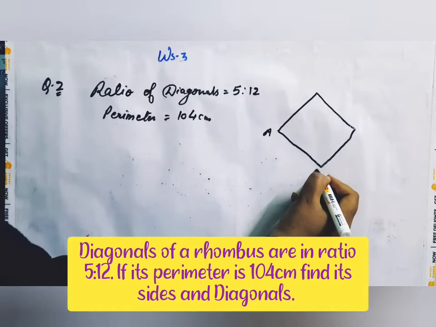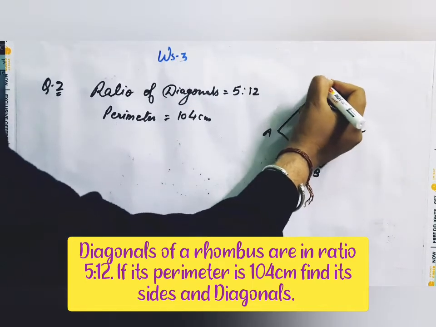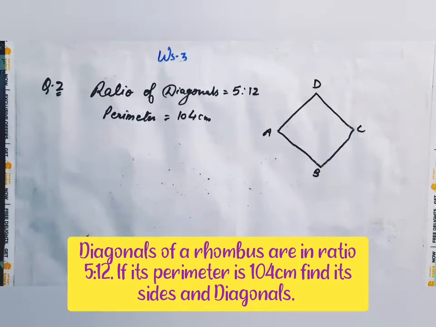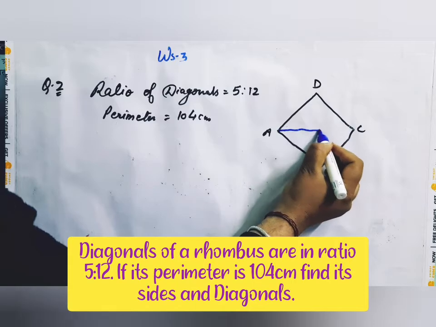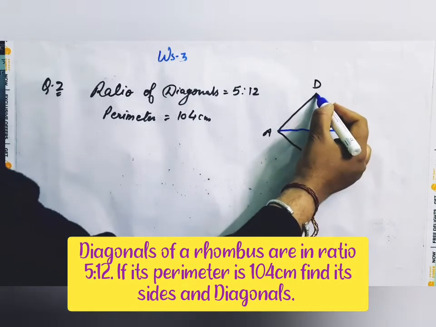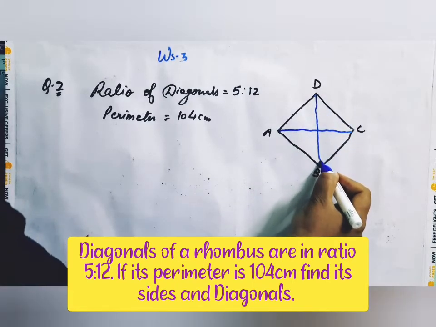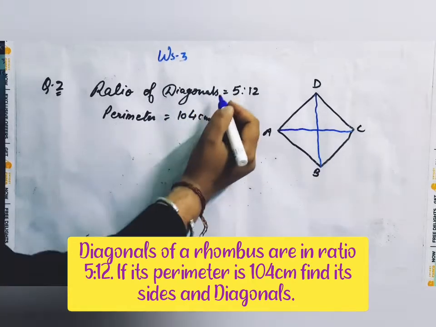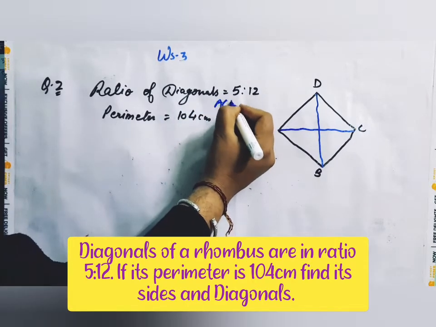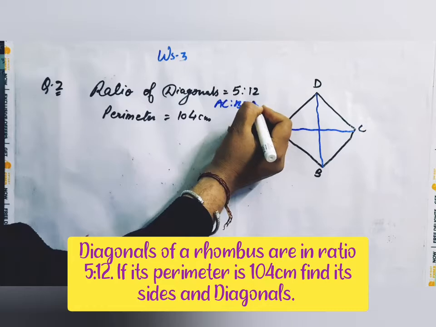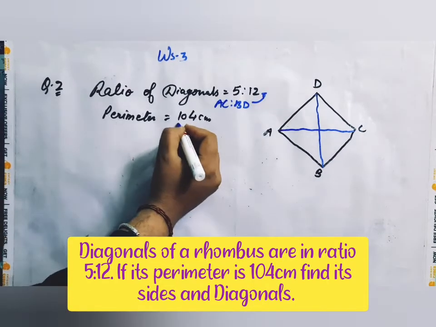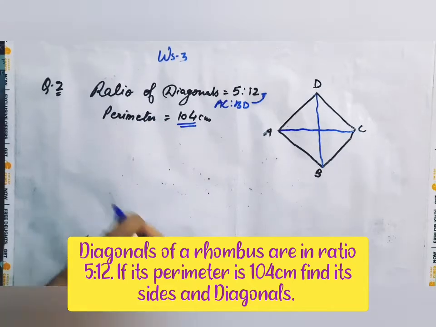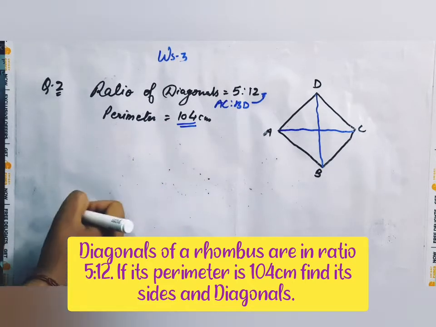Means if ABCD is a rhombus, then all sides will be equal. So here, what is given? The ratio of diagonals, diagonal AC to diagonal BD, is 5:12. Then the perimeter is equal to 104. We have to find out the sides as well as the diagonals.